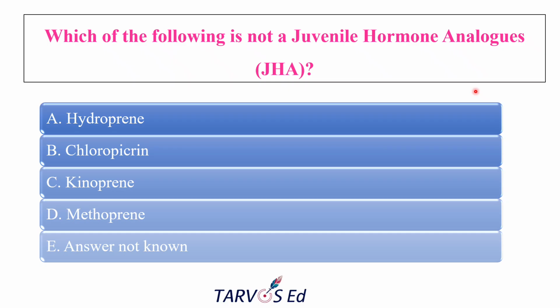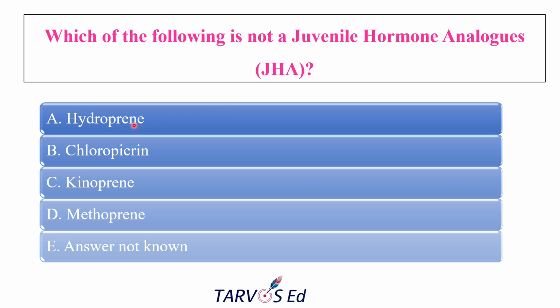It cannot molt to adult properly, so that it will die. So they are also considered insect growth regulators. It is used in stored grains and all. So the options given are all juvenile hormone analogs, but among them one is not a juvenile hormone analog. That is the one we have to find.